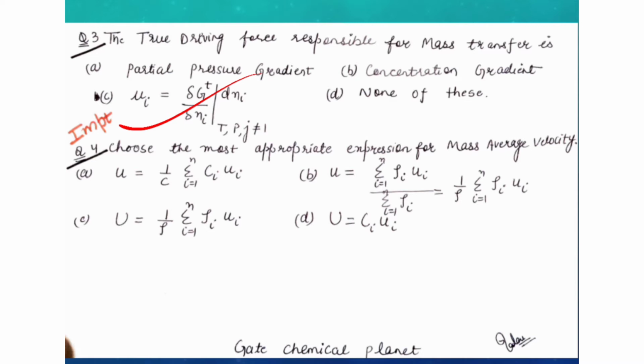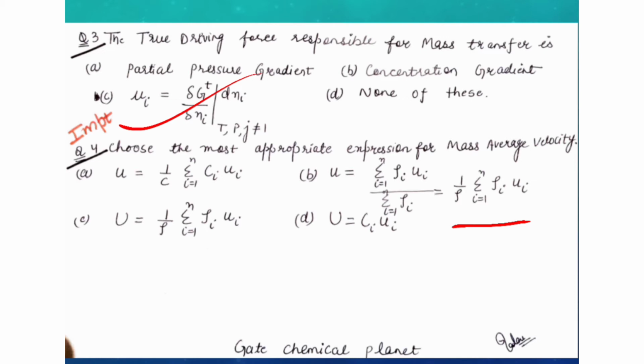Option A is given: small u equals 1 by c summation i equals 1 to n ci ui. Option B is: small u equals summation 1 to n rho i ui divided by summation 1 to n rho i, which equals 1 by rho summation i equals 1 to n rho i ui. So here 4 options are given, and we have to choose the most appropriate answer among these 4 options.